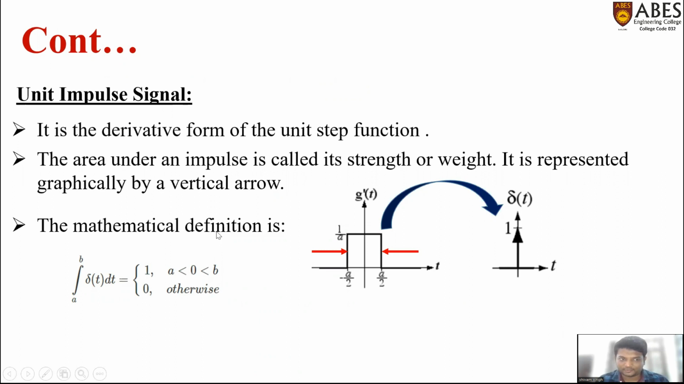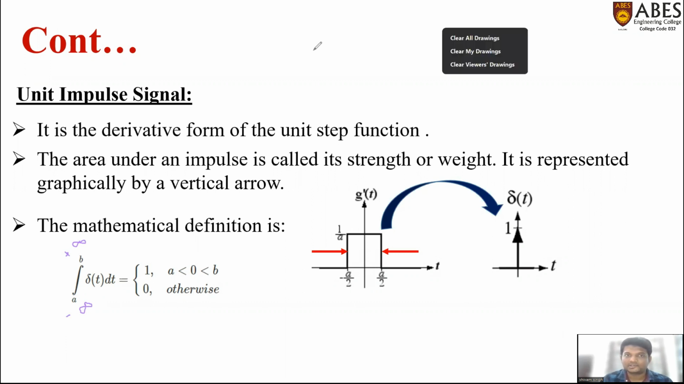And the mathematical definition of the unit impulse function is that the integration, where A will vary from minus infinity and B will vary to plus infinity. So if you want, I can also show you, just a second. Here you can see this A will vary from minus infinity and this B to plus infinity. So this is the range of A and B. If you integrate the unit impulse function between this range, then you'll get 1, and 0 otherwise.